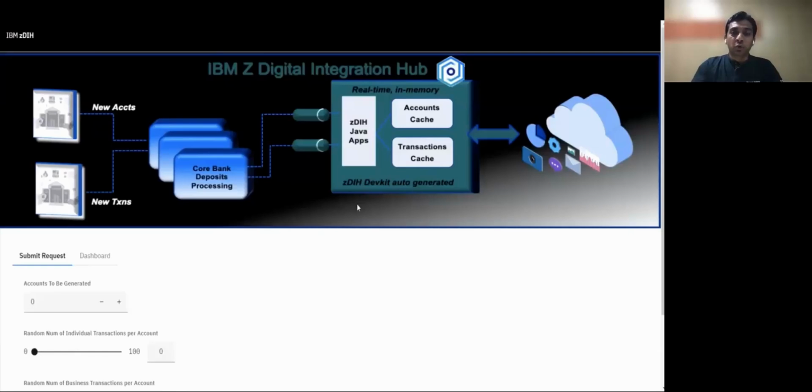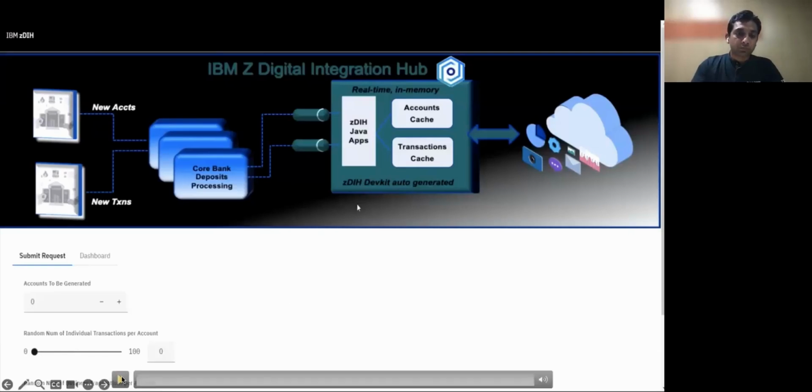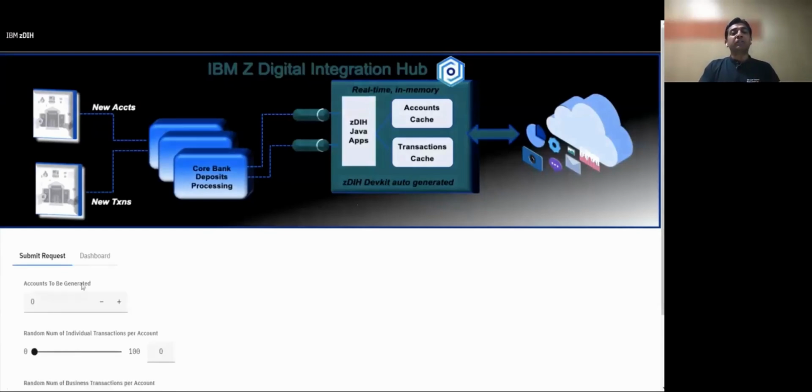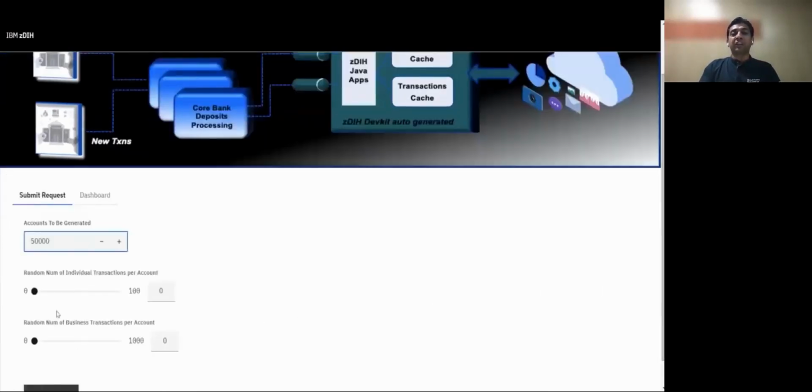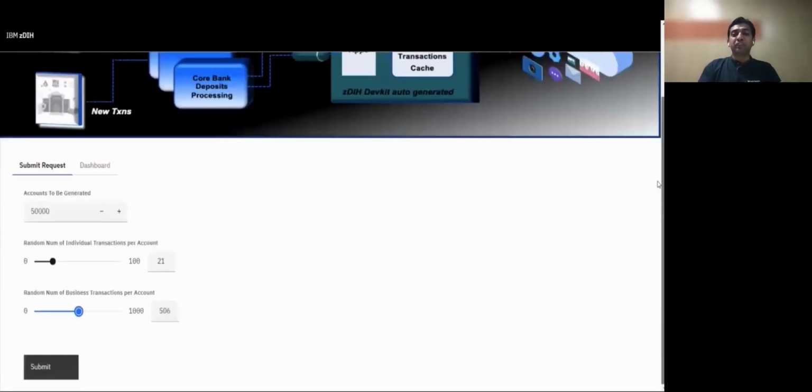So now let's look at this. First, I will be simulating a workload to create new accounts and corresponding transactions for each account. Here I am taking a number of 50,000. It will trigger 50,000 new account creation requests to the mainframe CICS application. Now I will also choose the number of transactions which I want to trigger corresponding to each account. I have chosen 21 for individual transactions, and this 506 number for my business transactions.